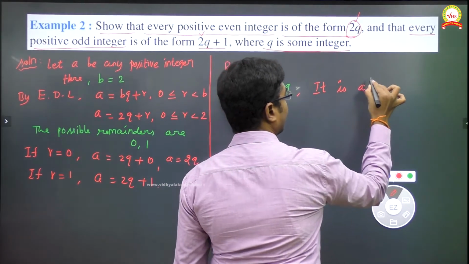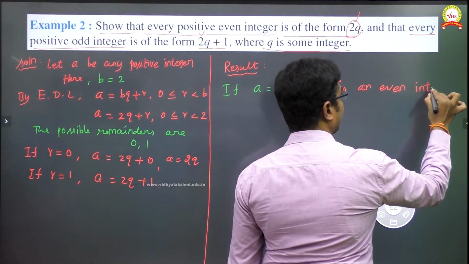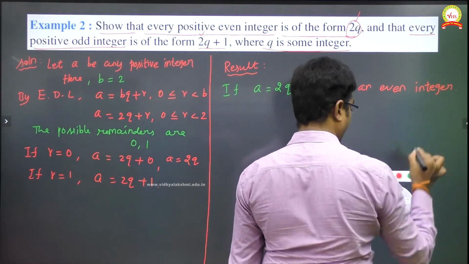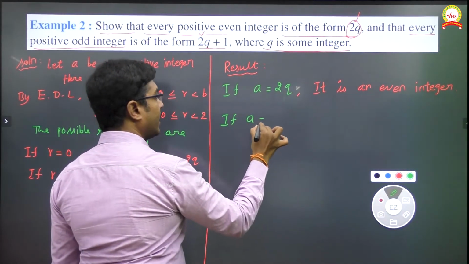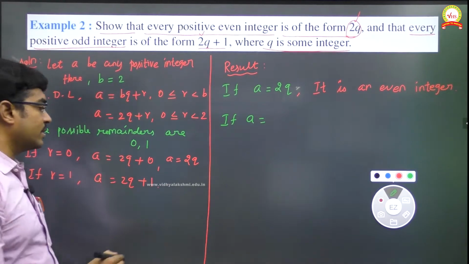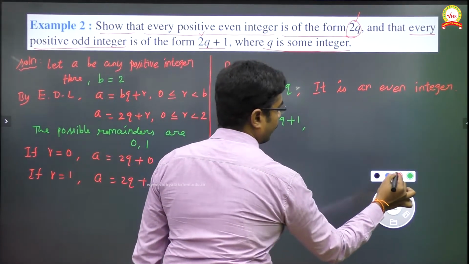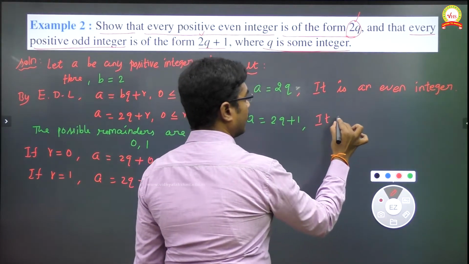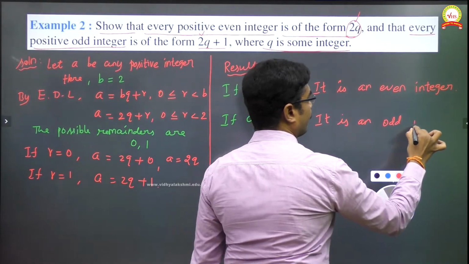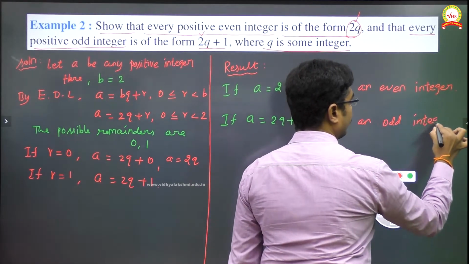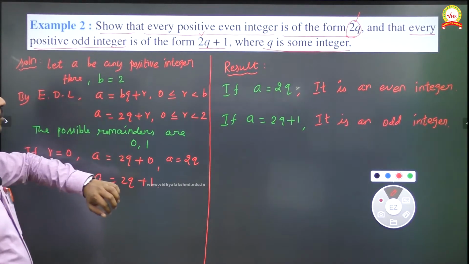It is an even integer. Next, if a equal to, what is the second integer? We got 2q plus 1. It is an odd integer. Understood? Okay, see the question again.